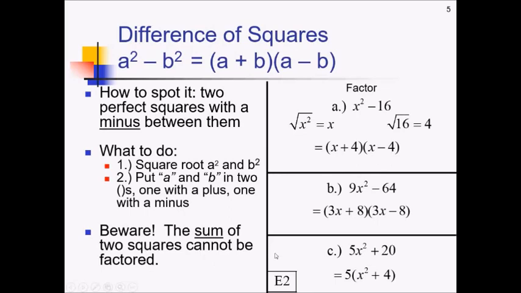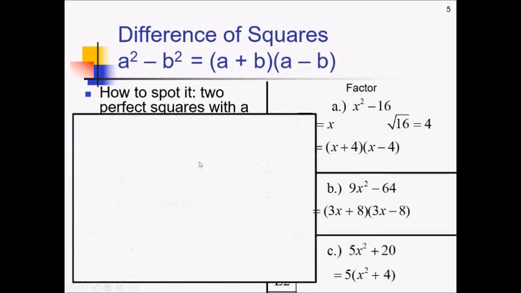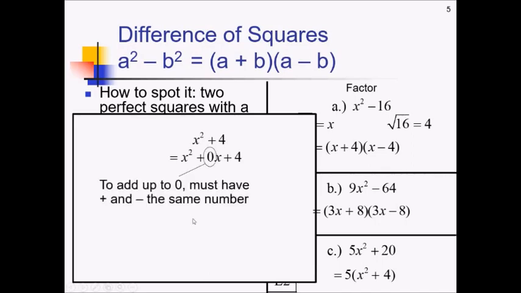To see why this is the case, let's just do a little sidebar here. Let's say that we have x squared plus 4. Let's just consider that piece by itself. This is really like having x squared plus 0x plus 4. So we're looking for things that multiply to 4 and add up to 0. Now, in order to get a 0 here, we have to have plus and minus the same number. We have to have two numbers that cancel each other out when you add them together.